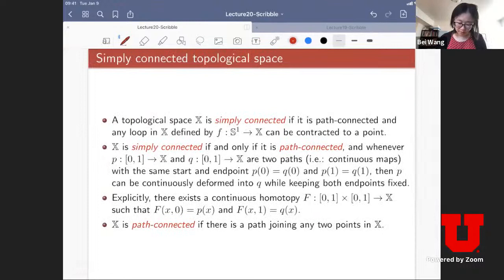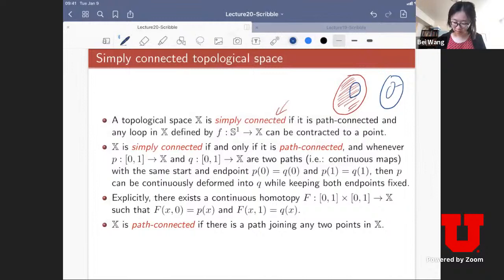So going back, after you understand the homotopy, a domain is simply connected if it's path connected and any loop can be contracted to a point. So this is another definition of simple path connectedness, or simply connected. So if I have a piece like this, then any loop in here can be shrunk to a single point. But then if my domain looks like this, say an annulus, then if I have a loop like this, you know that this loop cannot be shrunk into a single point, okay?